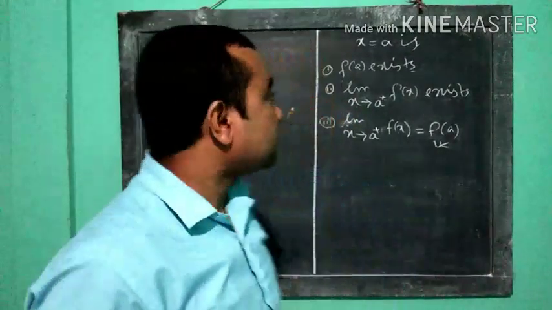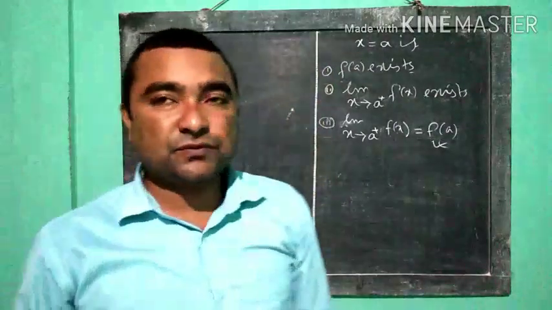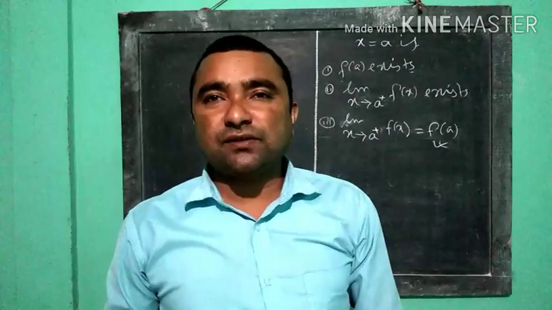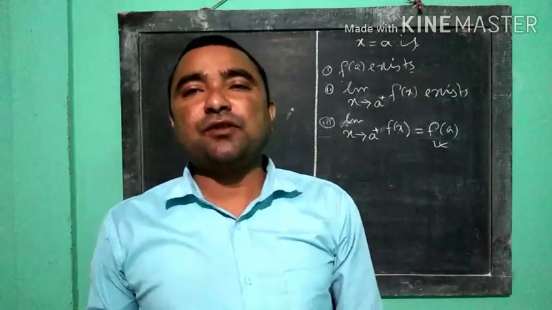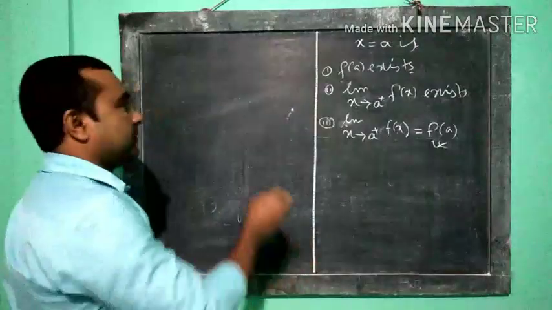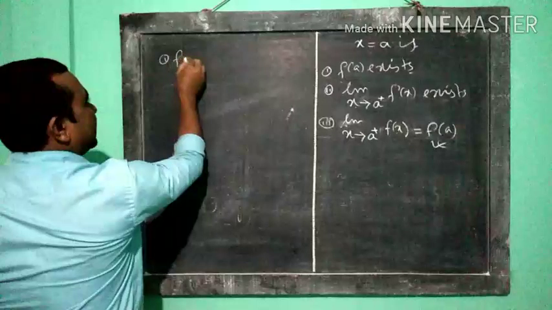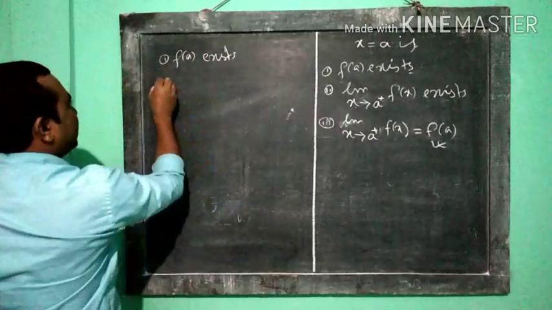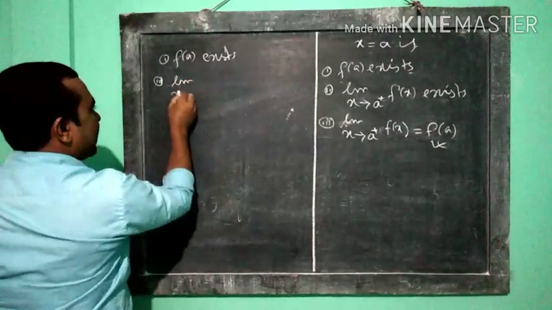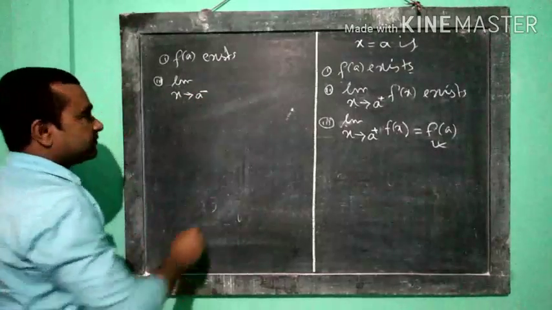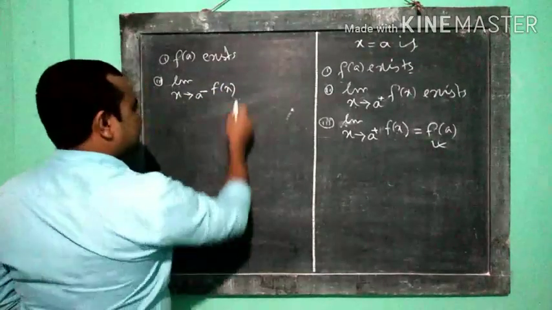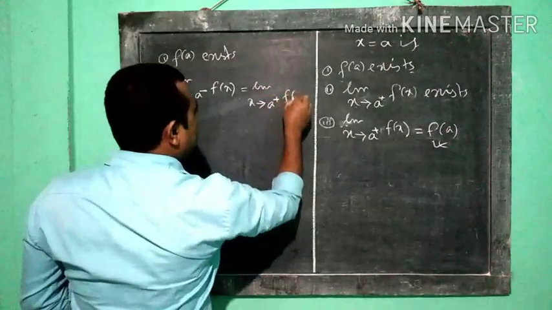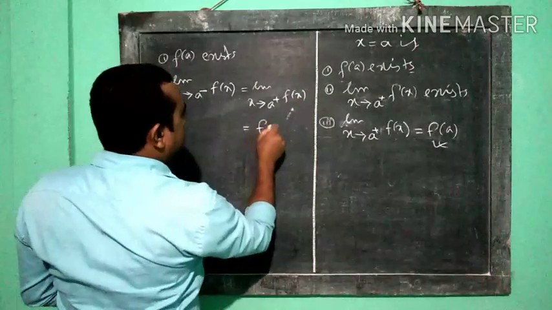Okay, so from the above we may say that a function is said to be a continuous function if number 1 condition is f of a exists. Okay, number 2, limit x tends to a negative f of x equal to limit x tends to a positive f of x is equal to f of a.